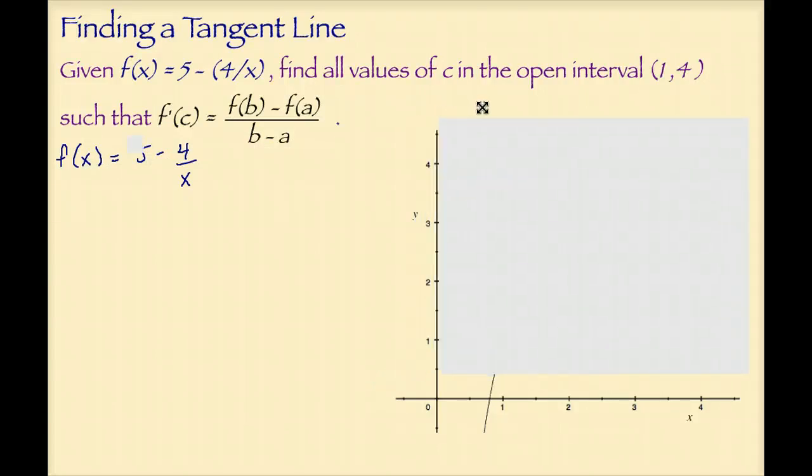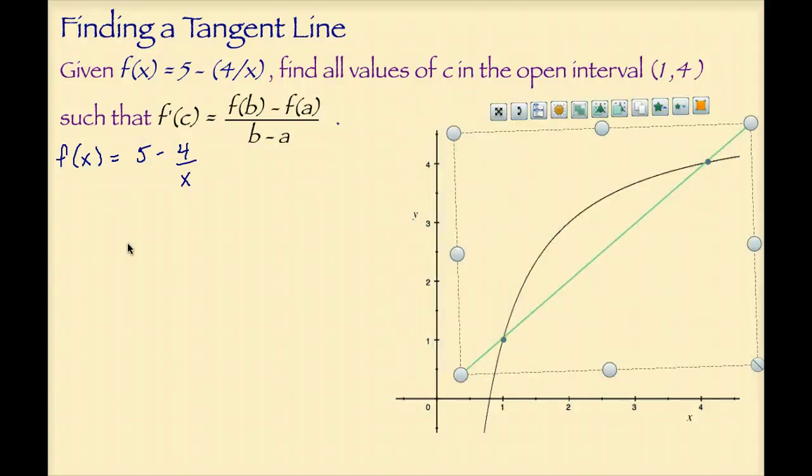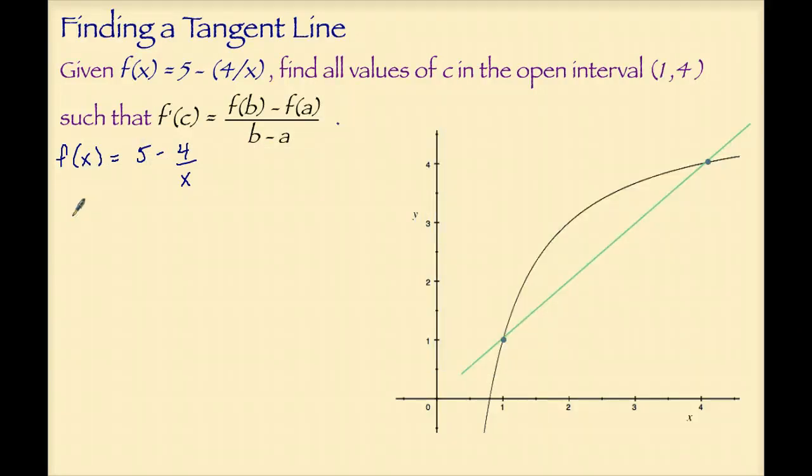Now let's find the slope of the secant line connecting the two endpoints. The ordered pairs there are 1, 1 and 4, 4. The slope therefore will be 4 minus 1 over 4 minus 1, 3 over 3, which is 1. So we're looking for places in this interval where the slope of a tangent line to the curve is 1, and we're guaranteed at least one place.